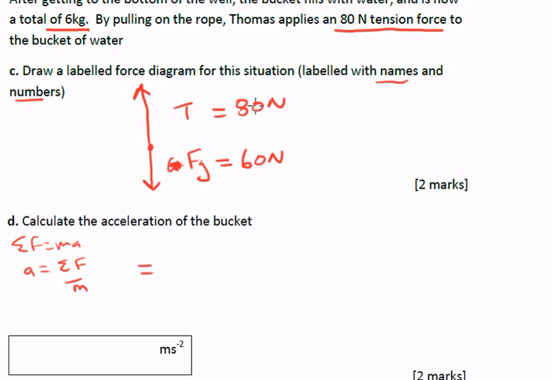Well, the total force is 80 up and 60 down, so the total force is 20 newtons. 80 minus 60 equals 20. And then divided by the mass of the bucket, which is 6 kgs, we get 3.33 meters per second squared.